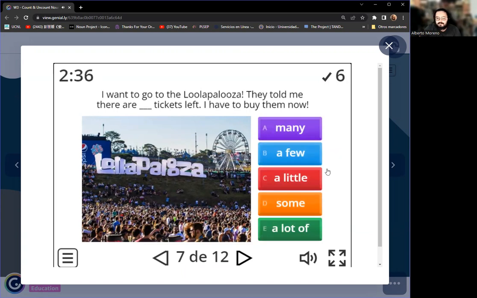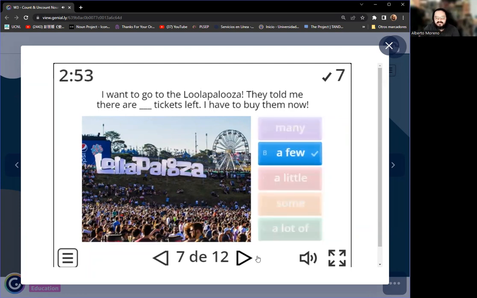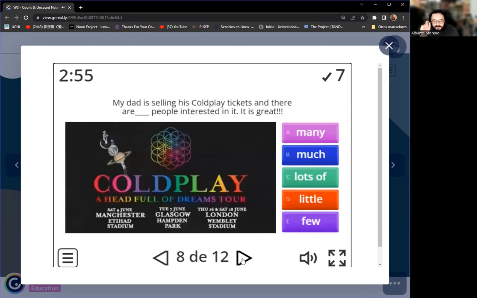A little. A little tickets, pero tickets es contable. No. Many. No creo que queden muchos porque los tiene que comprar ya. En todo caso sería a few. A few. Sí. Okay, very good. Quedan pocos, poquitos.